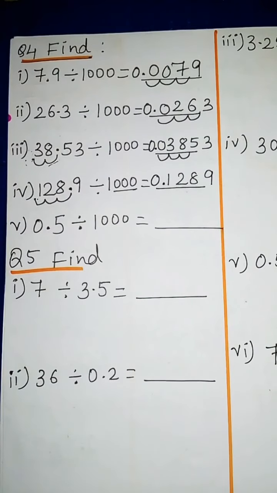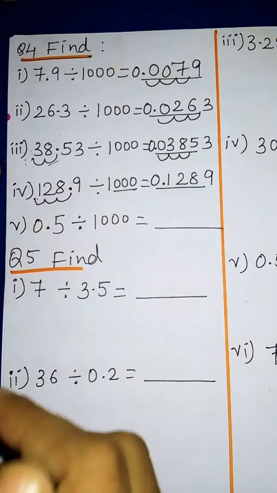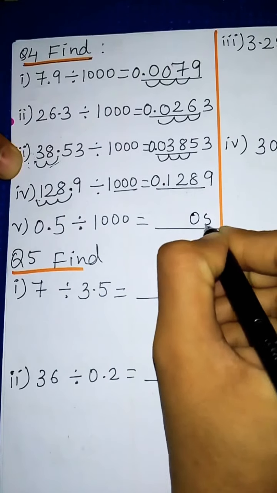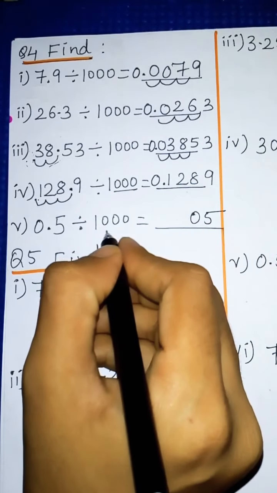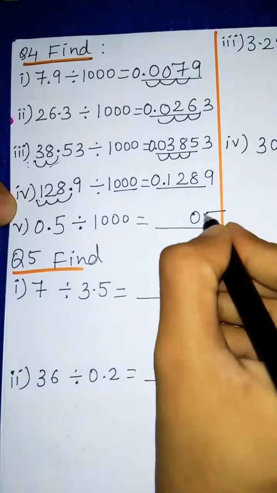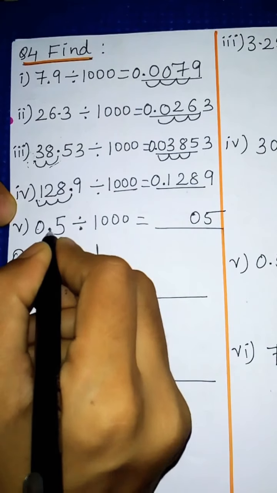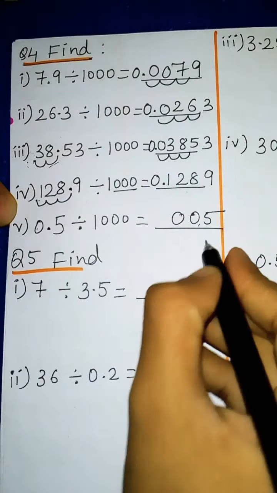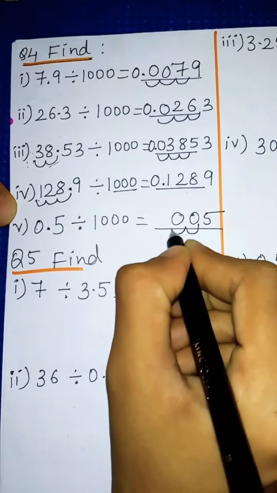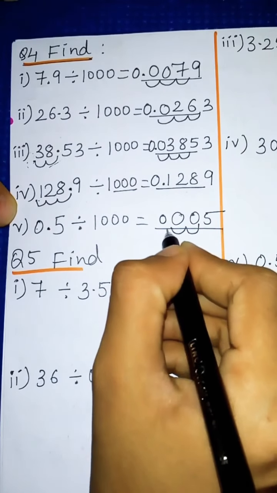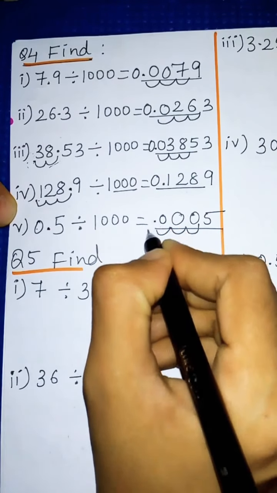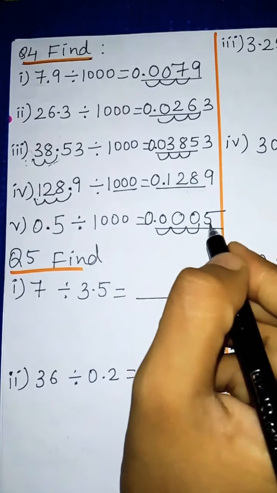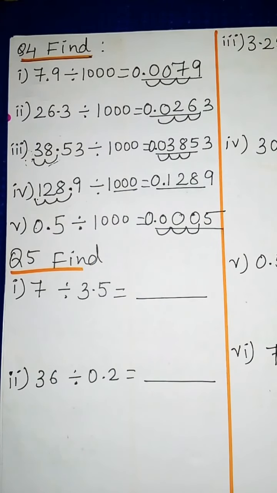So 0.1289. Now fifth one is 0.5. So we have only 0.5. Now again 1000. So we have to shift 3 times. Point is here. Point यहाँ पे दिया है 0 और 5 के बीच में. यहाँ पे point दिया है. So first shift we have to take 0. So first shift, second shift, again third shift. So here we will keep point and then 0. 0.0005. So this is the answer of fifth one.